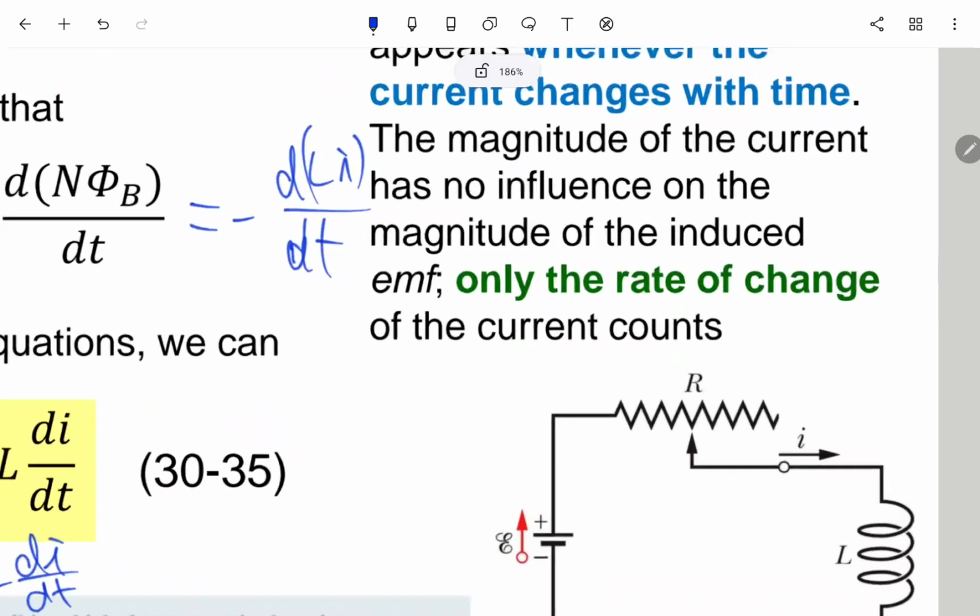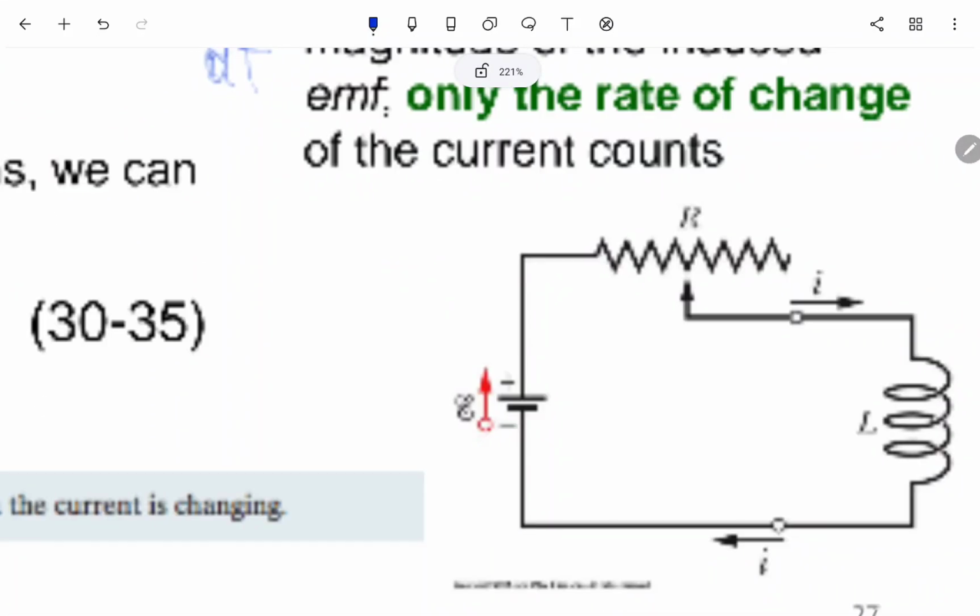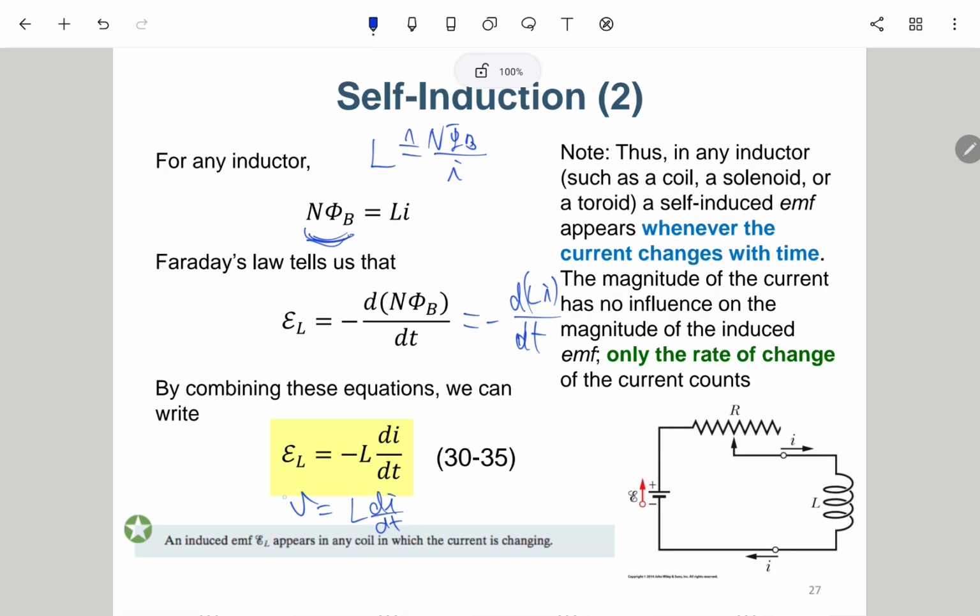Okay, so the idea is, honestly I only use this one. I never use this. So here, an induced EMF appears in any coil in which the current is changing. So how do we apply this?